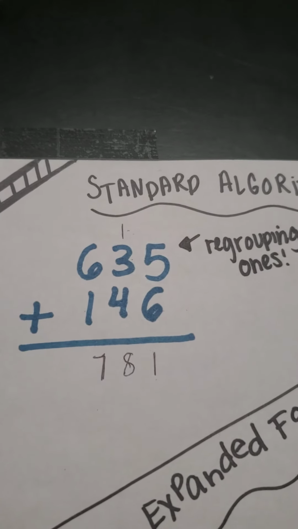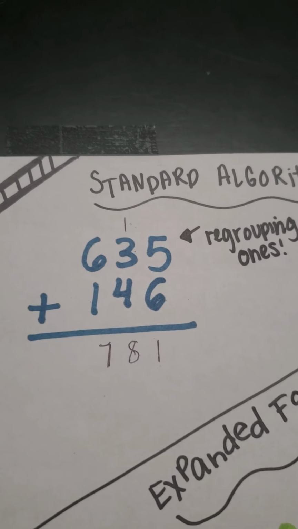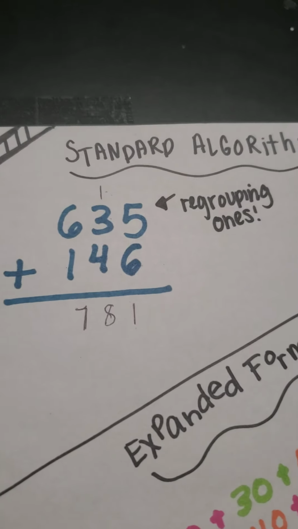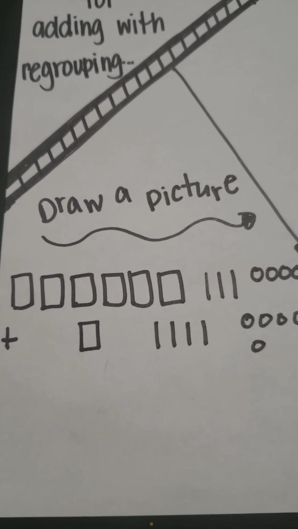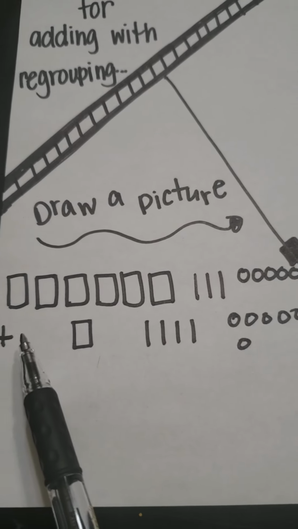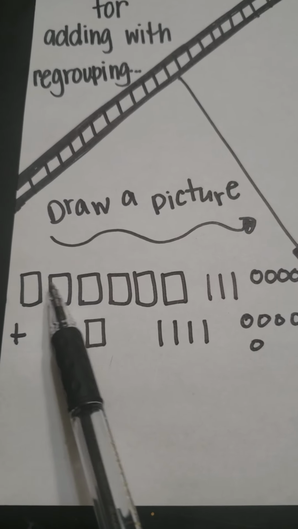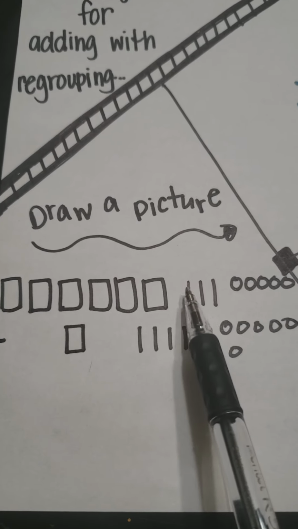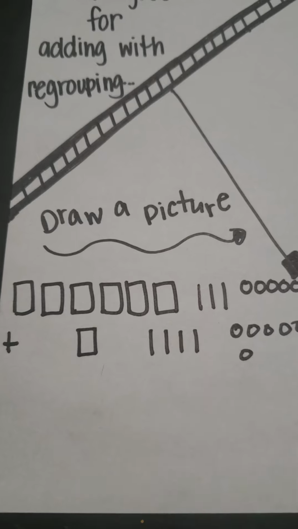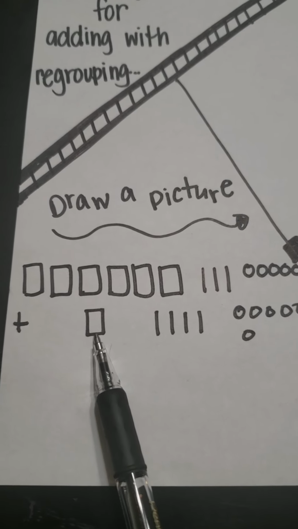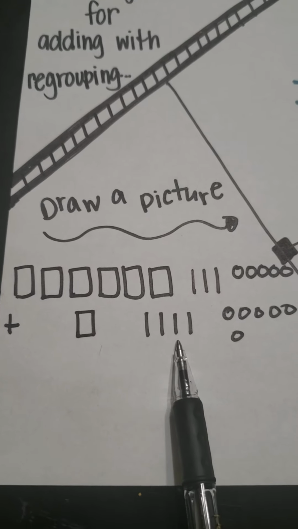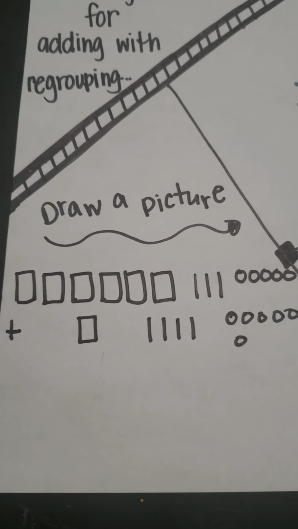The second way that we've learned to solve adding with regrouping problems is by drawing a picture. So as you can see here, I already have drawn my 635. I have 6 hundreds, 3 tens, and 5 ones. Down below, I've drawn my 146. I have 100, 4 tens, and 6 ones.